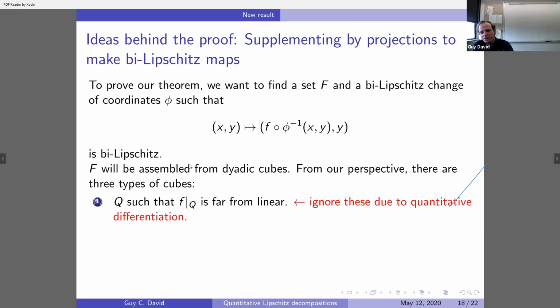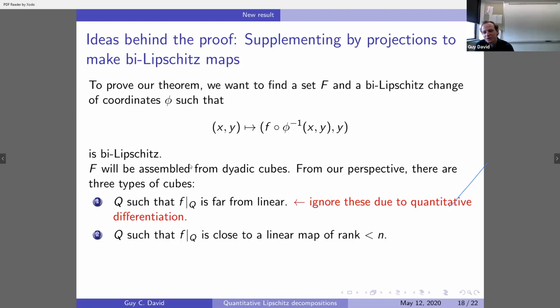But the fact is, quantitative differentiation says this happens very infrequently, okay? The total mass of these cubes is controlled. And okay, you cannot really ignore them, but there are kind of standard ways to deal with these, okay? So I'm going to ignore them for the rest of the proof, but this is a very sparse family of cubes, okay?